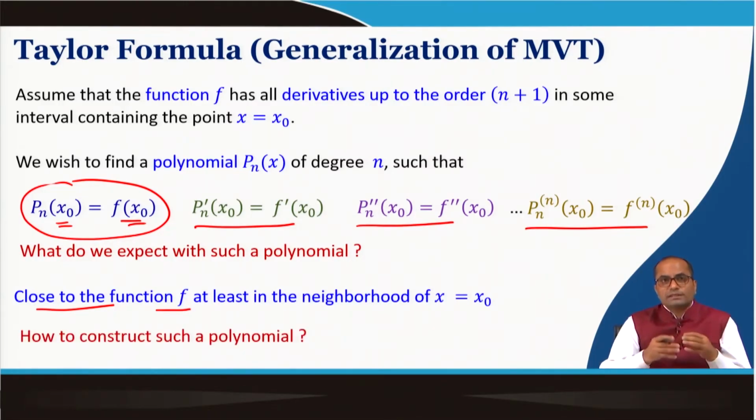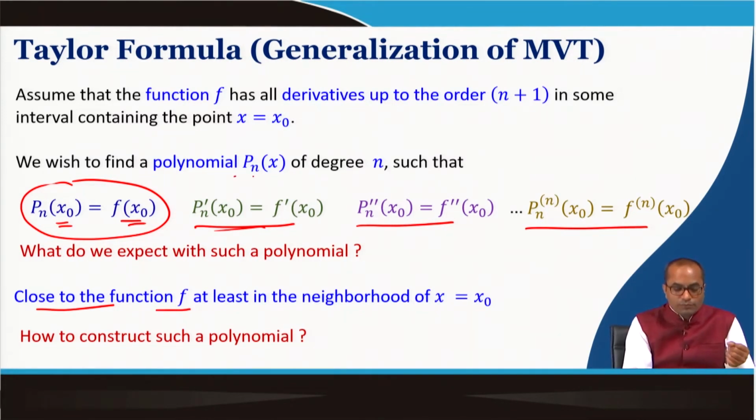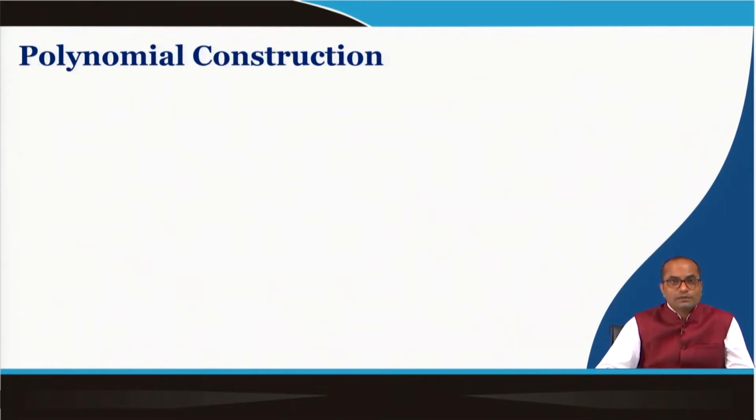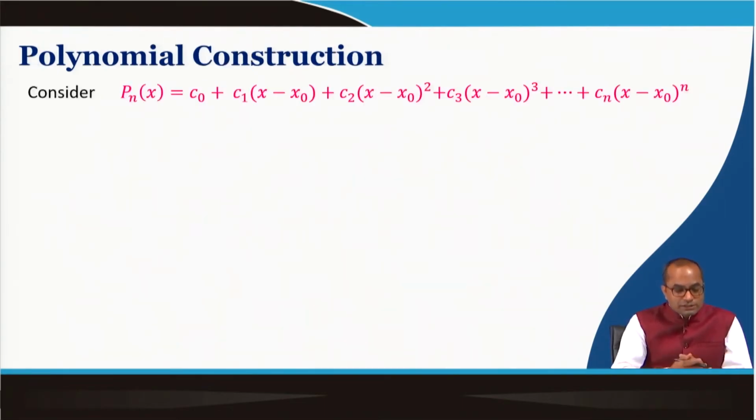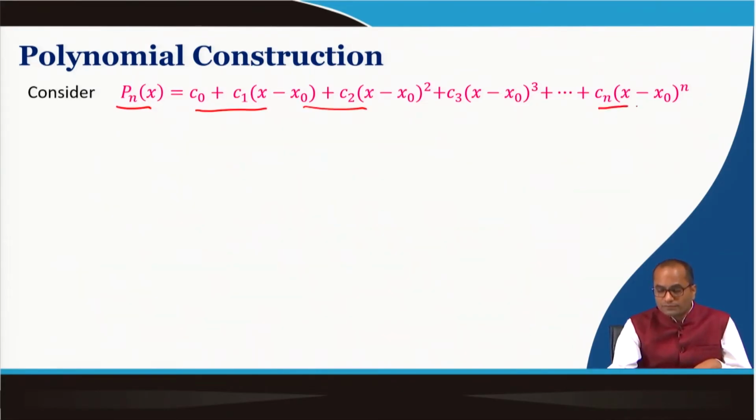Now the question is how to construct such a polynomial. It is not difficult because we have these n plus 1 conditions. So definitely we can construct a polynomial of degree n having these n plus 1 restrictions on the polynomial. So for this construction we consider a general n degree polynomial. So this is the n degree polynomial, as one can see here.